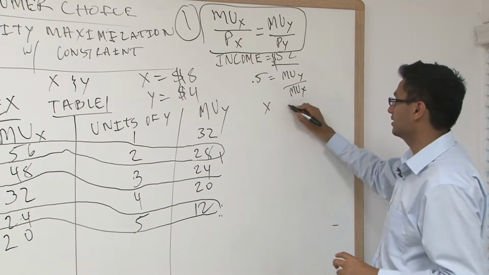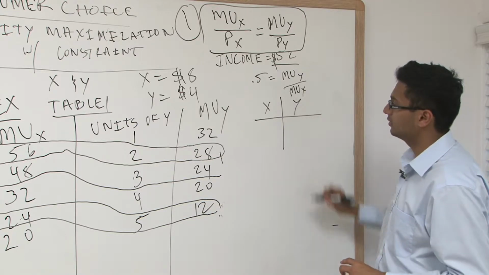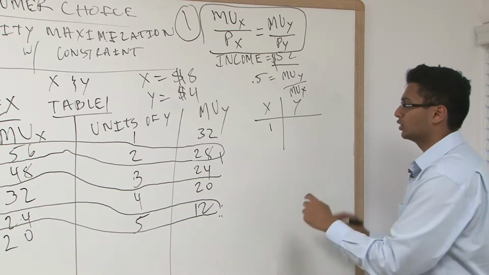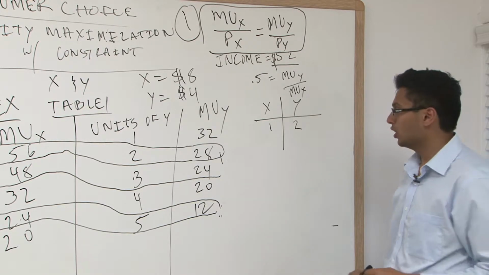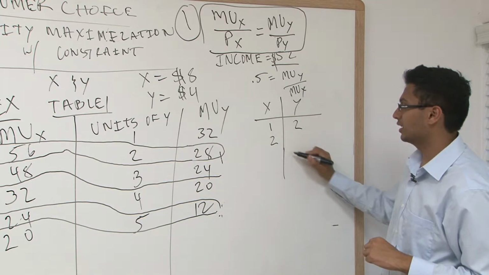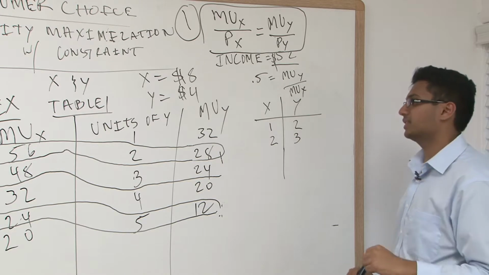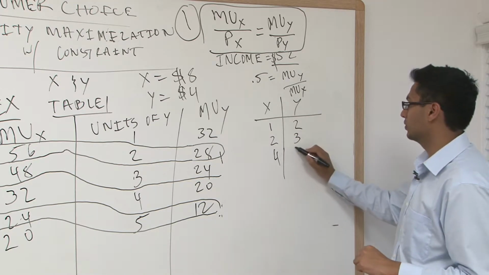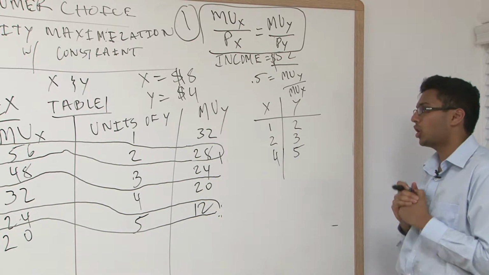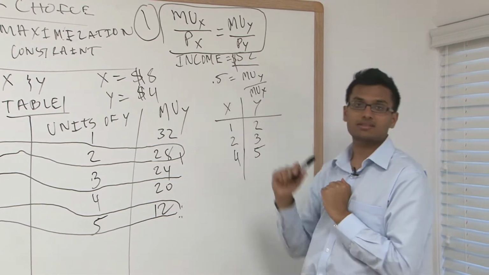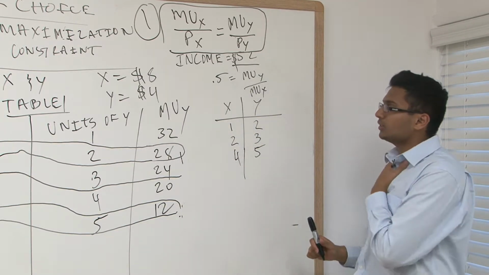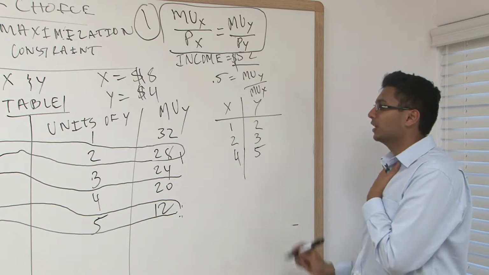So this is X, this is Y. We said we can have 1 unit of X, which is 56, and then 2 units of Y. Or we could have 2 units of X with 3 units of Y. Or we can have 4 units of x with 5 units of y. So these are the 3 combinations that we have. All right, that's fine. It says 0.5 is equal to MUY over MUX, 28 over 56, all that stuff.